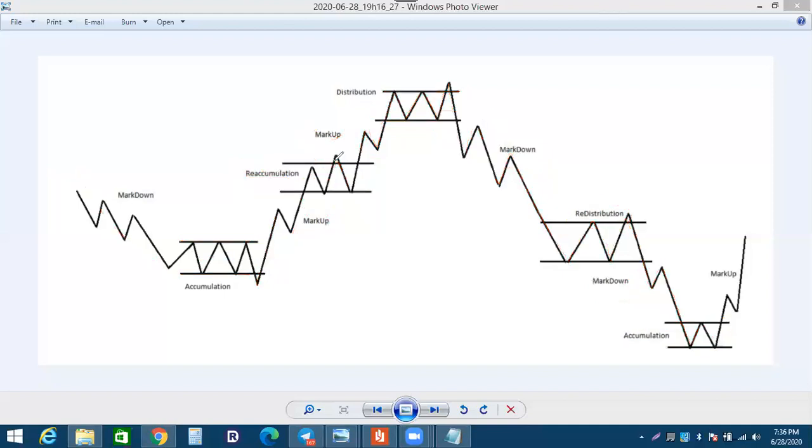Before the breakout, we cannot consider that it is accumulation, reaccumulation or distribution. After the breakout, we can consider that the trend is going in the up direction. That was a reaccumulation. Inside this range, the candles create volume.